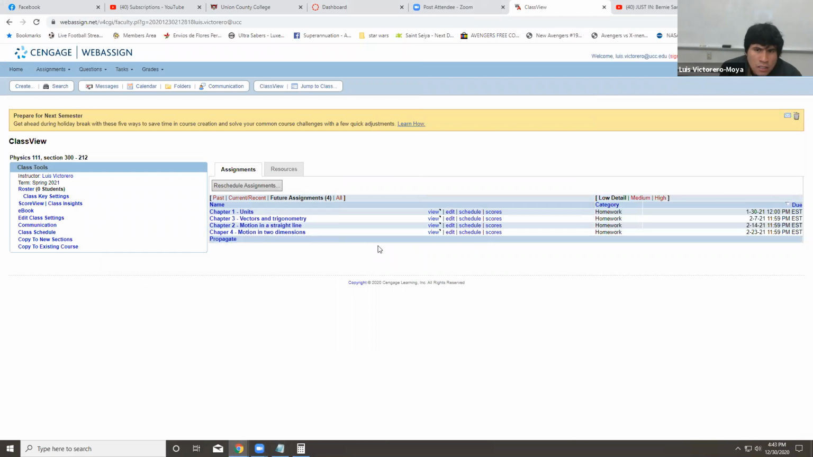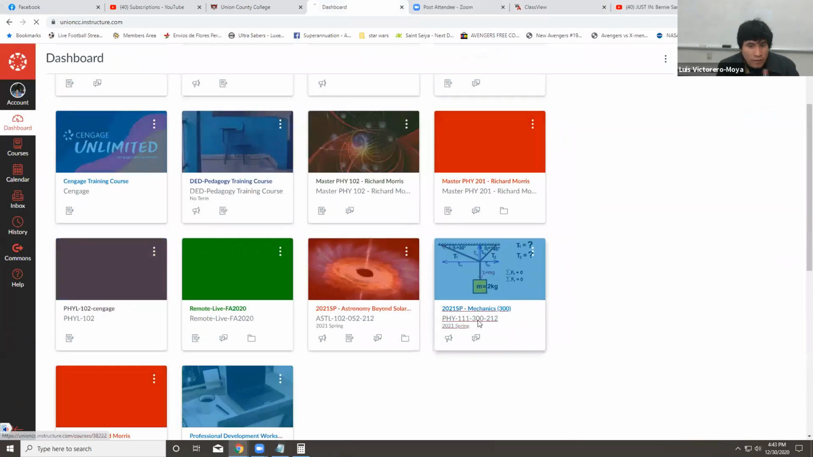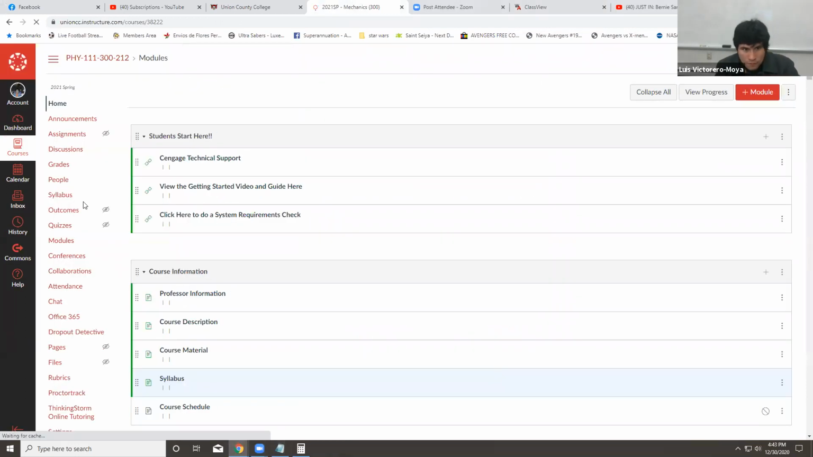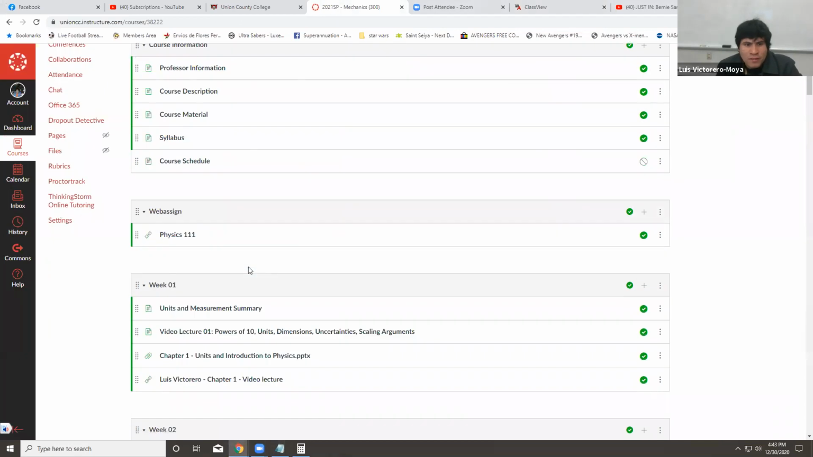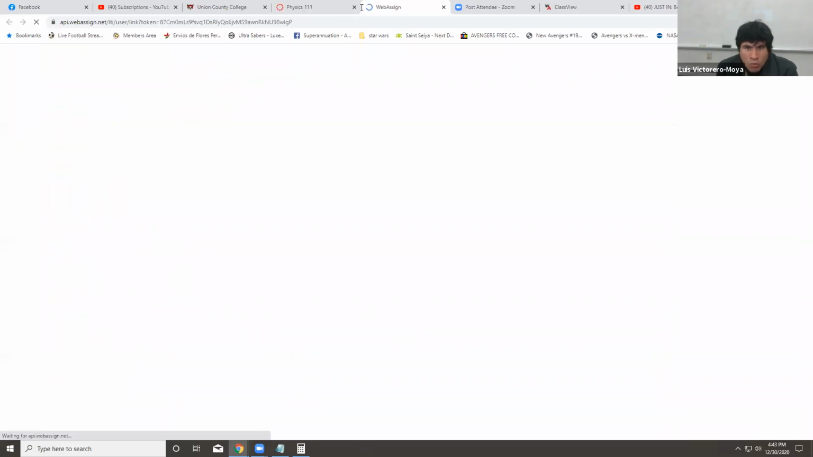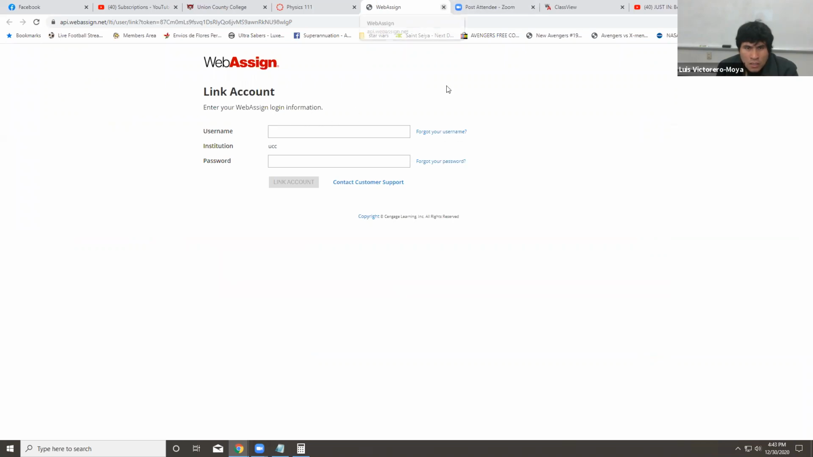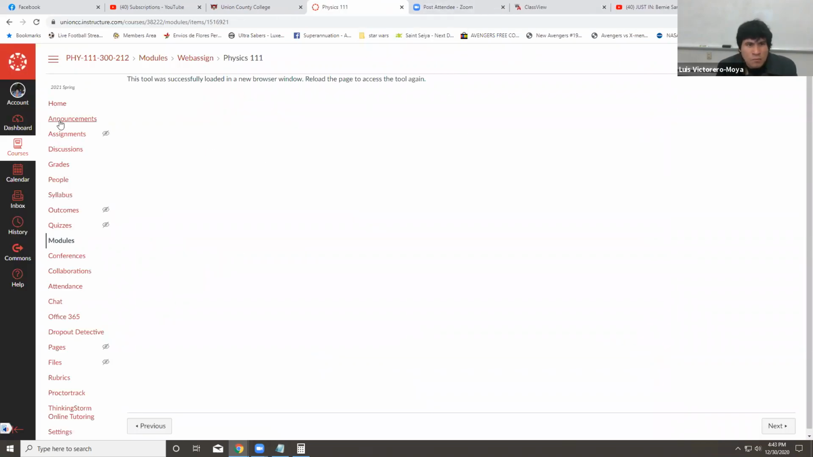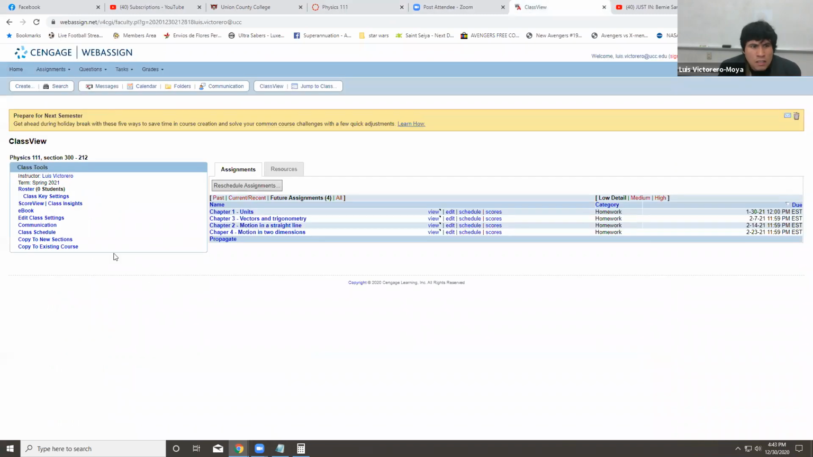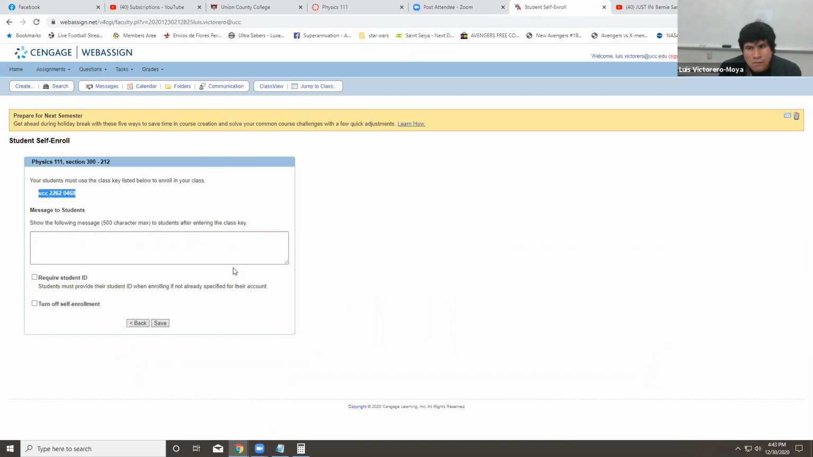It's a WebAssign layout. You guys are first year students, so you probably haven't seen this before, but pretty much what you're going to do is go to the shell. You have a whole bunch of modules, but the WebAssign module is right here before week 1. You can click on here and then it will load the credentials. Remember that the credentials have been posted already, but just so you can see them, you need this key, right?